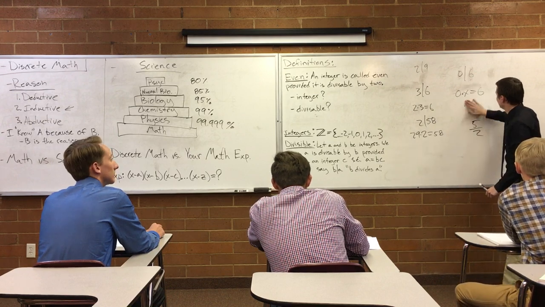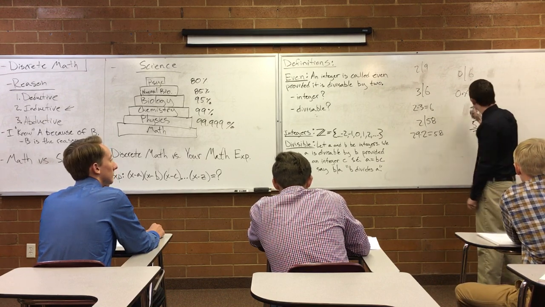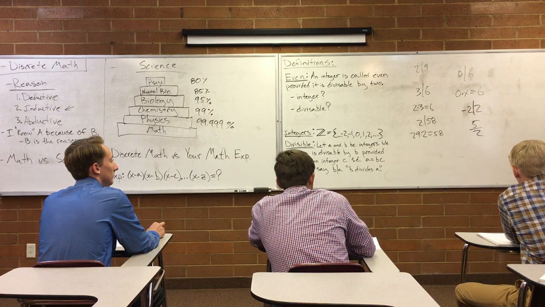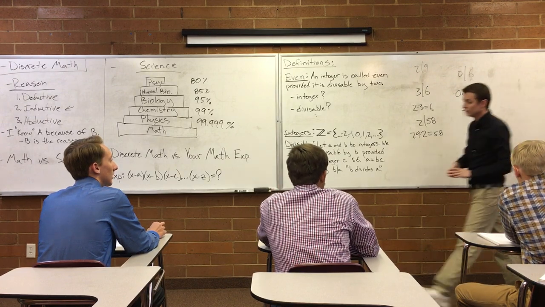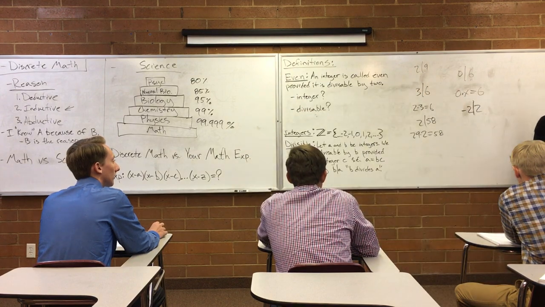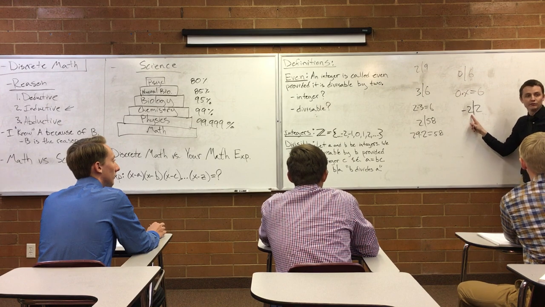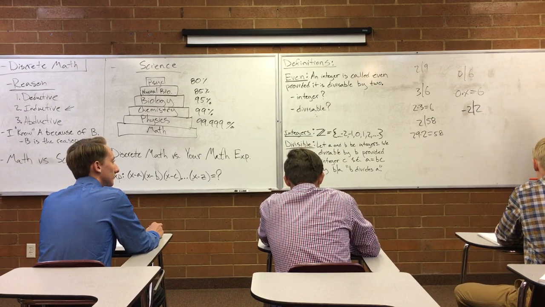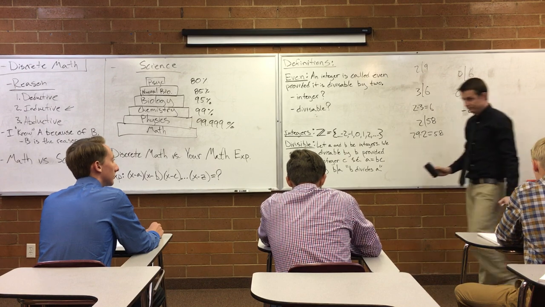Does that make sense? All right. Let's cover one more. Does negative 2 divide 2? How do you know? Because you multiply by negative 1. There exists some integer, namely negative 1, such that negative 1 times negative 2 gives you 2. Yes.